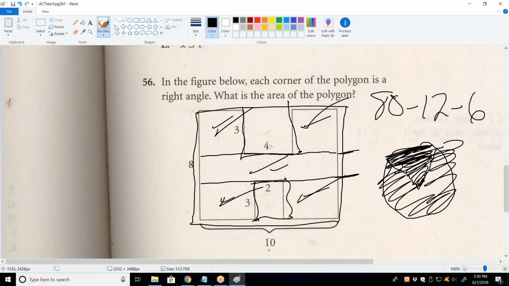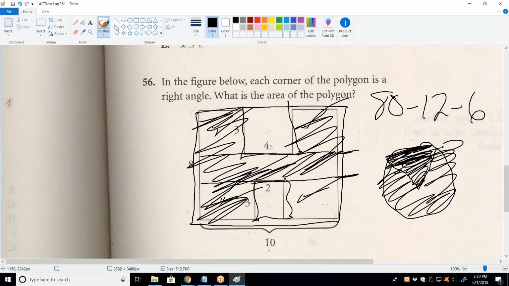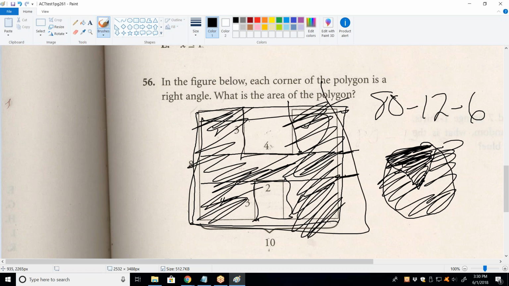And this is basically a shaded area problem. They want to know the area of this shaded area. Well, that's the area of the outside rectangle minus the two white ones inside, all of which are easy to calculate.